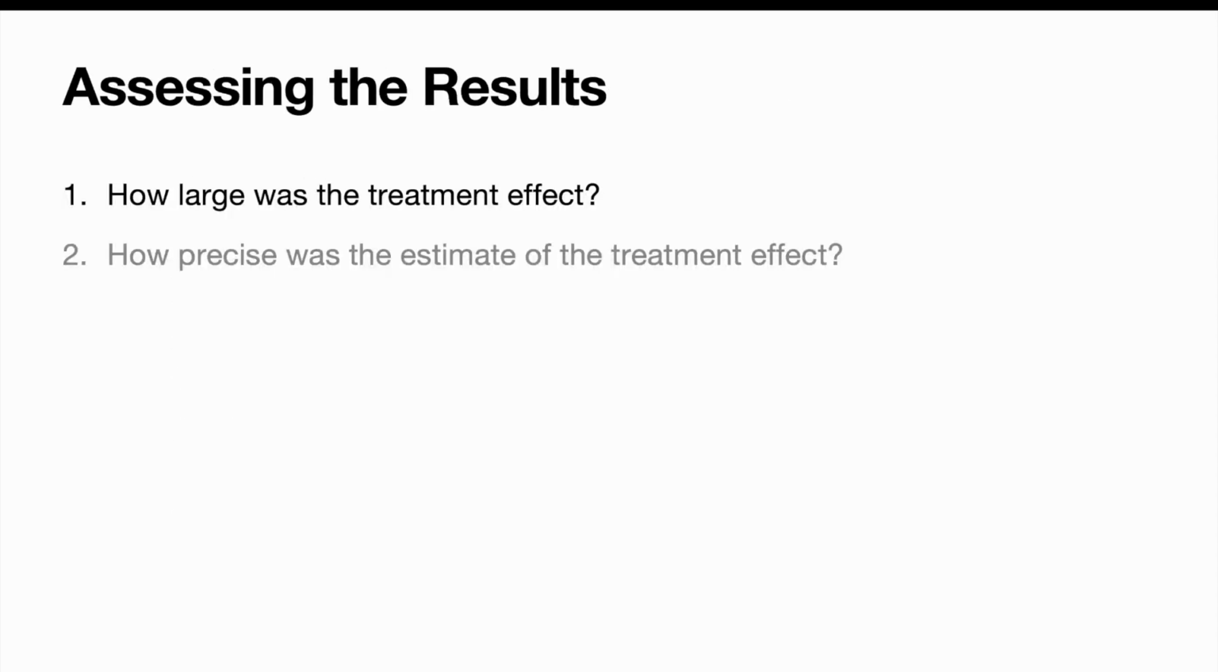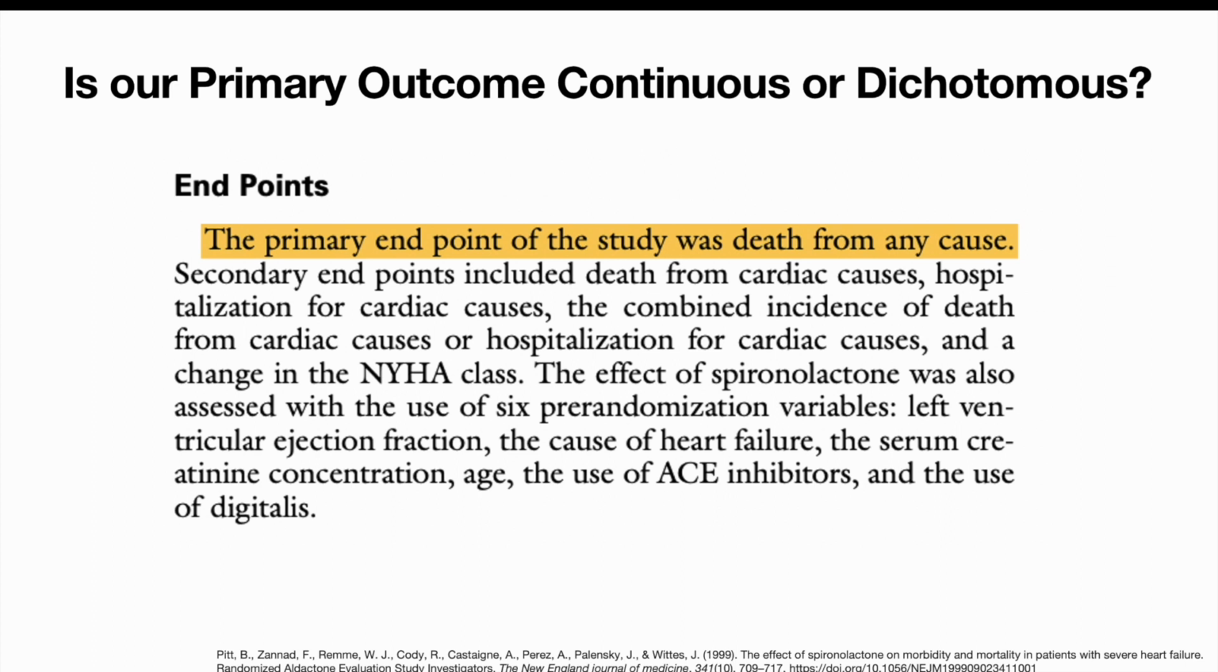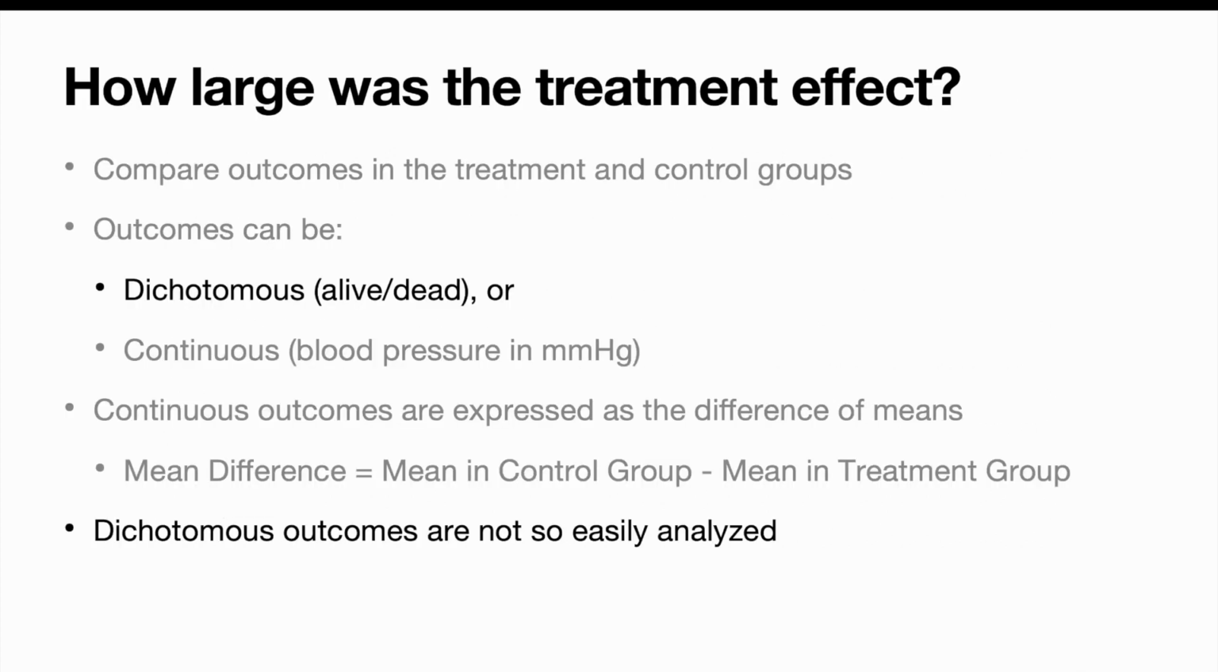First, we start with how large was our treatment effect. We have to figure out, is our primary outcome continuous or dichotomous? Well, because of the title of this whole lecture, we already know that the primary outcome is dichotomous. The primary endpoint was death from any cause. Is the person alive at this time span, or is the person dead? So that's our dichotomous outcome.